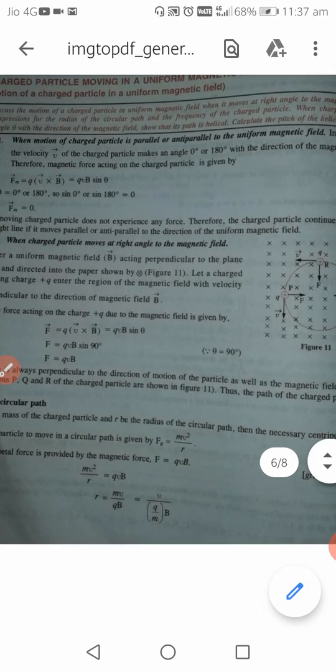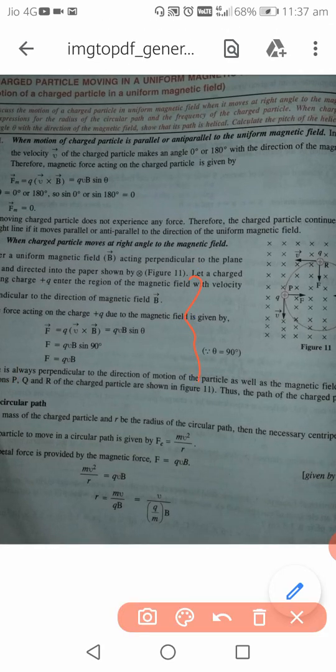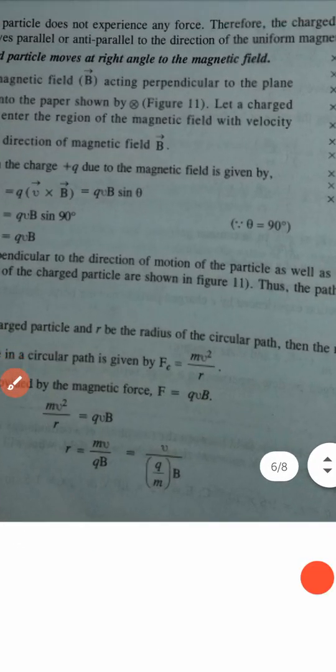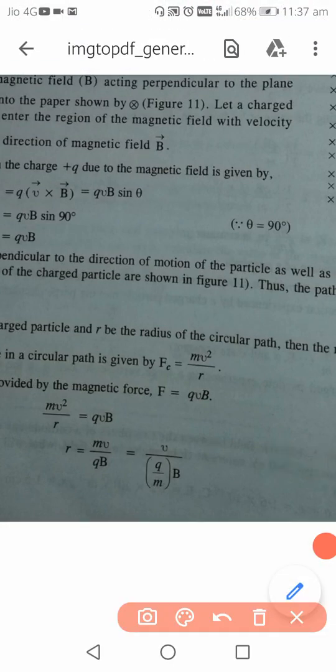Okay, so whatever is written here, I already told you, you can just go through and read once. I'll start from this equation. How did we get this? qvB, the magnetic force, is equal to mv square by r, right? From this, r will be equal to this one. So this is the expression for the radius of the circular path. R means the radius of the circular path.